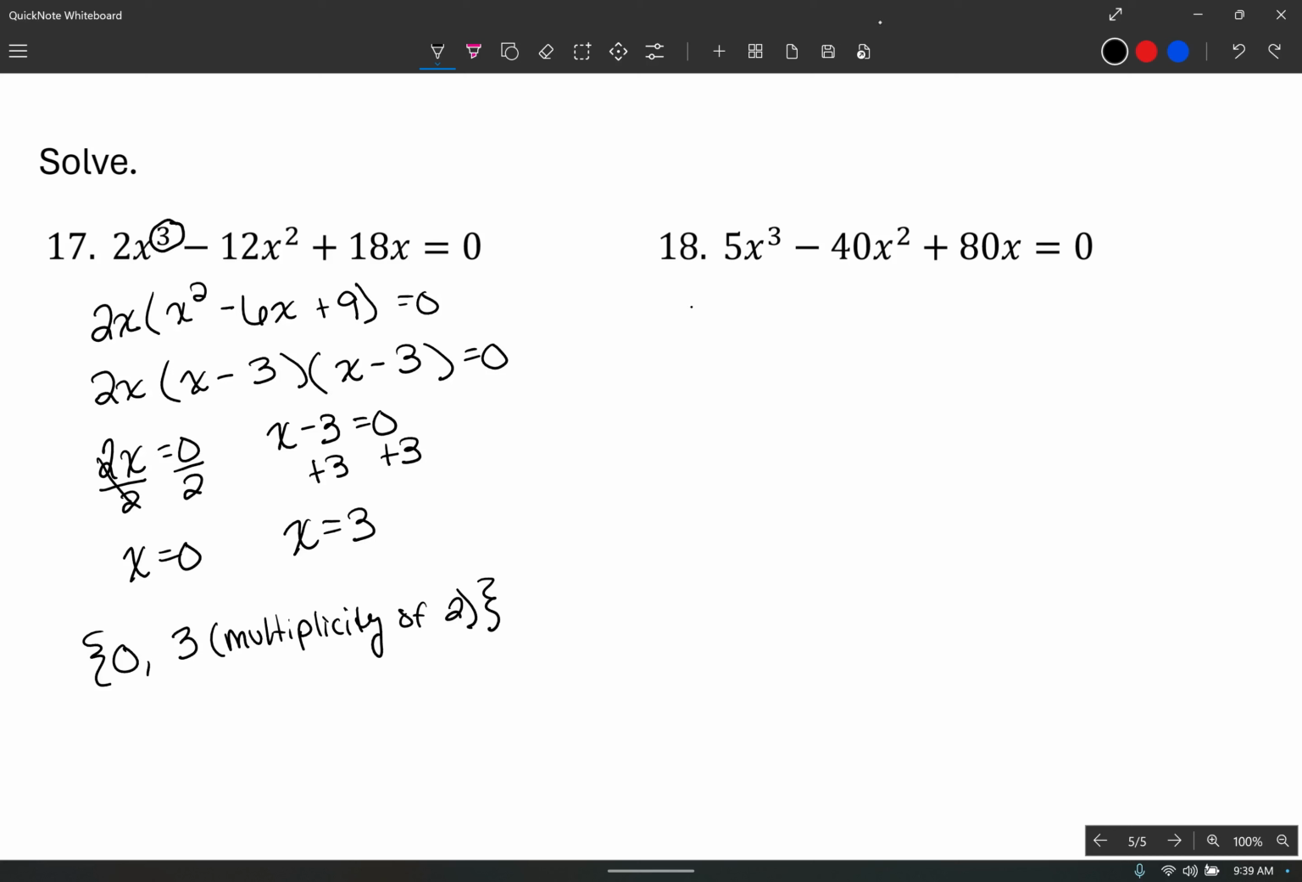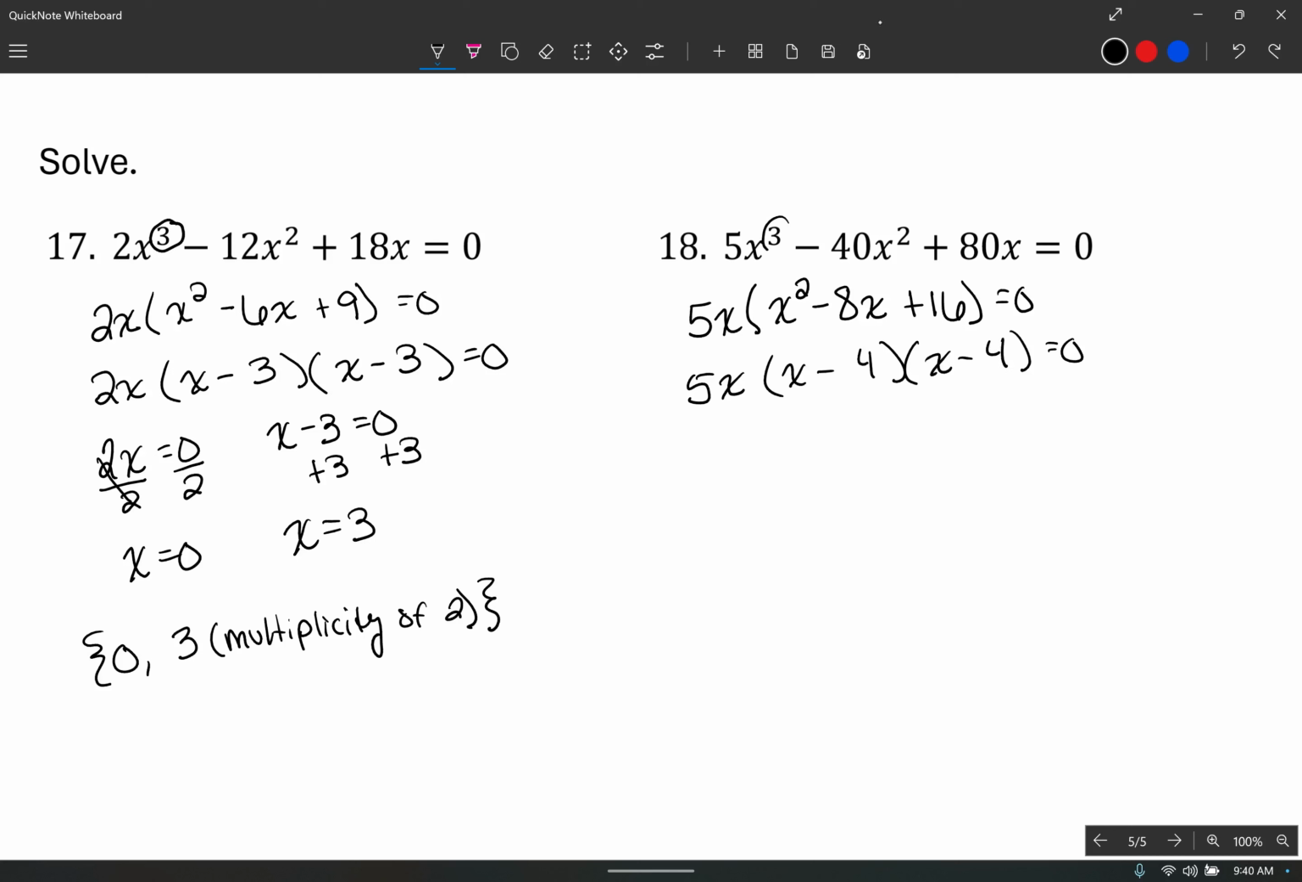So on 18, we have a common factor of 5x. If I divide that from all 3 terms, I'm left with x squared minus 8x plus 16. And then I'm going to factor what is left in this trinomial. So I have 2 minus signs, and what multiplies to make 16 that adds to make 8 is 4 and 4. So again, I know that I have 3 answers, and I do have a multiplicity on that factor of x minus 4.